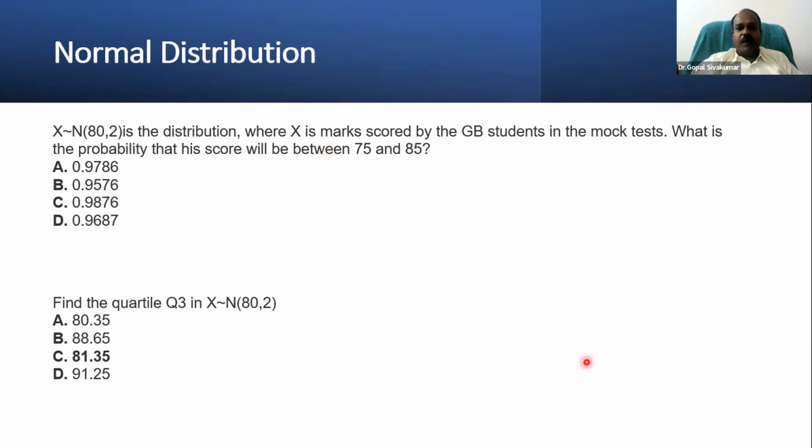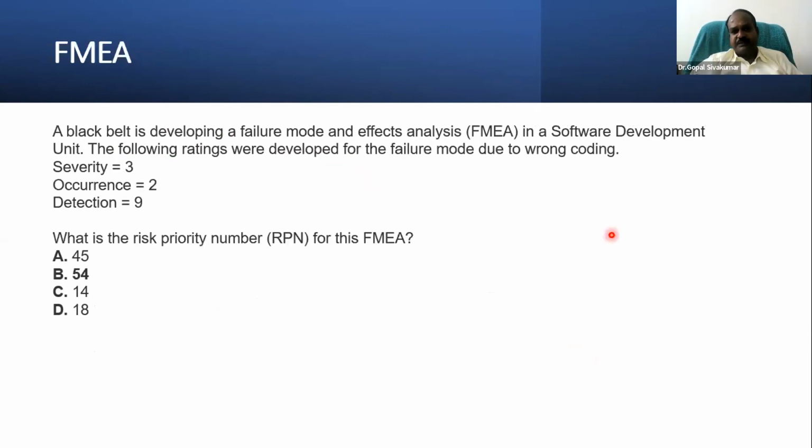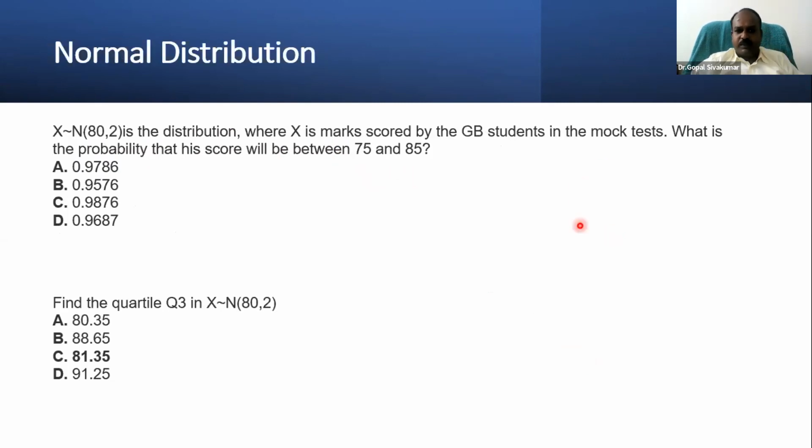Will you be able to solve? Please, all of you. Yes, sir. Definitely you can solve. Just now, whatever we did, only thing is the mean is different, the standard deviation is different. Otherwise, everything is the same. So I'll show both the problems in Minitab in a single go. Then let us see another problem.